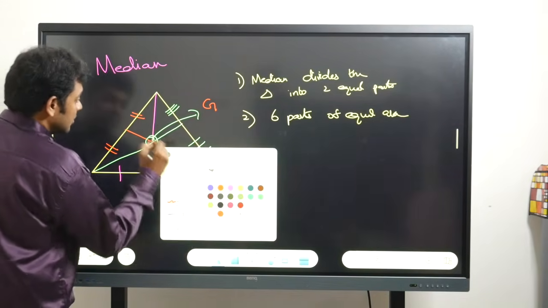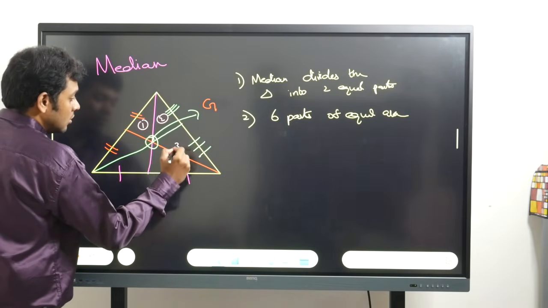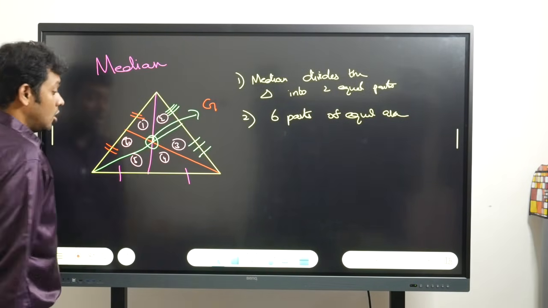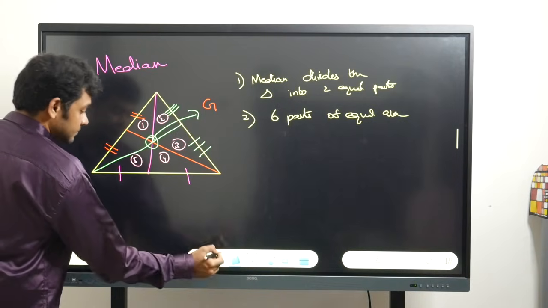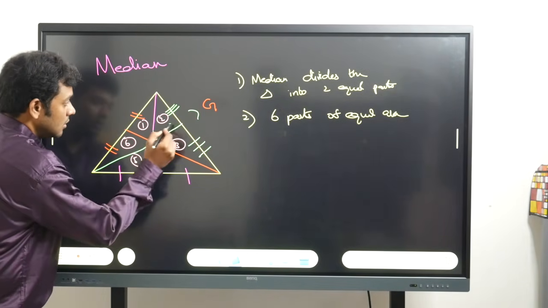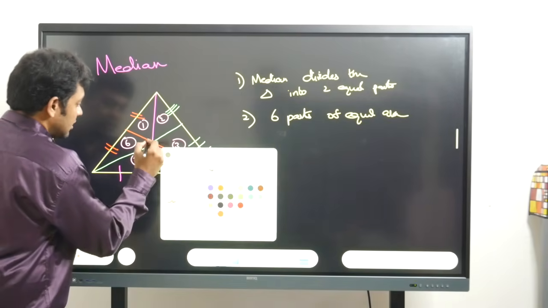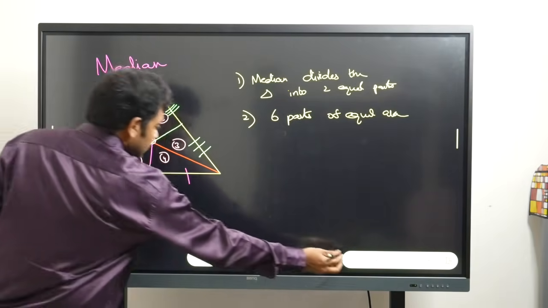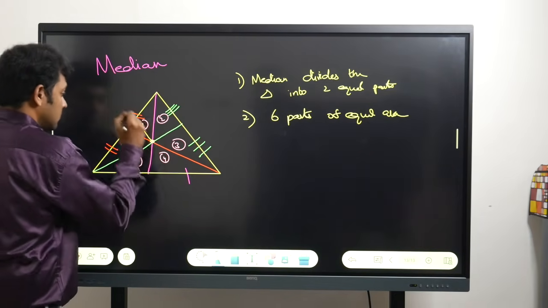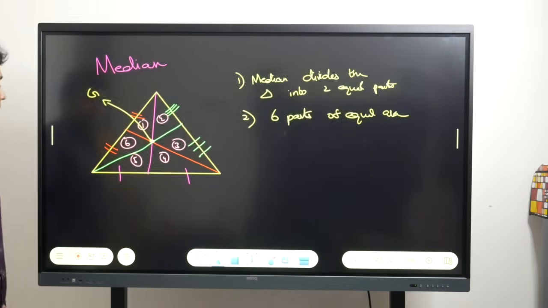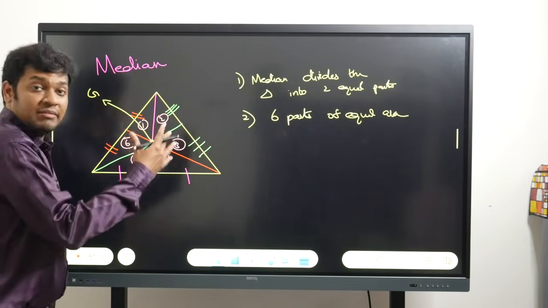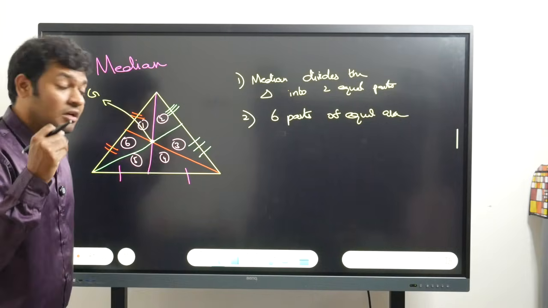Which are the six parts here? 1, 2, 3, 4, 5, 6. All these parts are equal in area. Clear? So one median divides the triangle into two parts of equal area. All three medians divide the triangle into six parts of equal area. That's point 2.